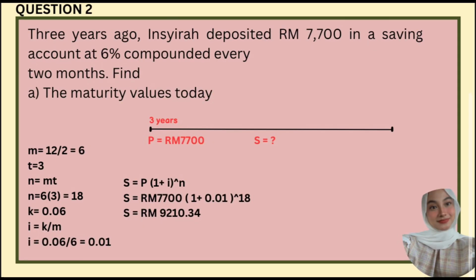Moving on to question 2. 3 years ago, an insurer deposited RM 7,700 in a savings account at 6% compounded every 2 months. Find the maturity value today. To solve this question, we need to write down all the information given in the statement.